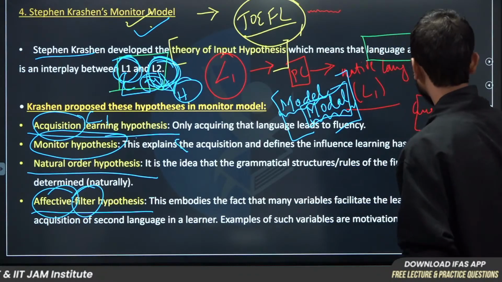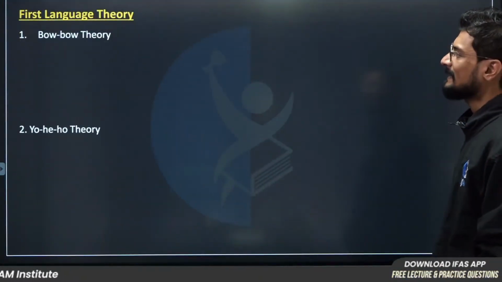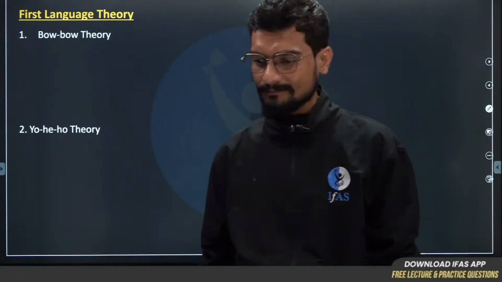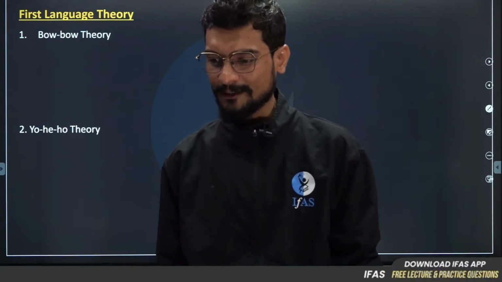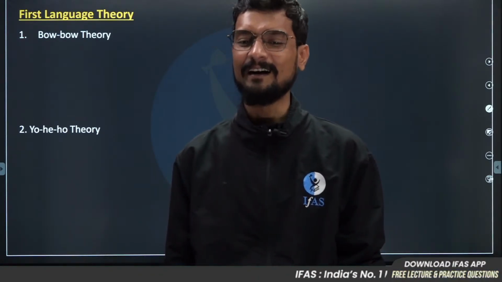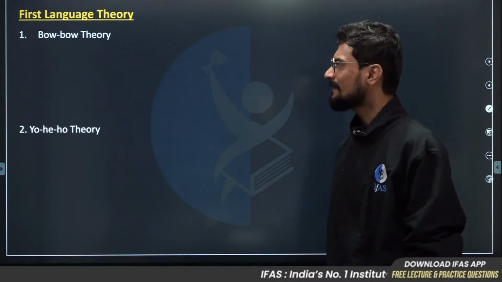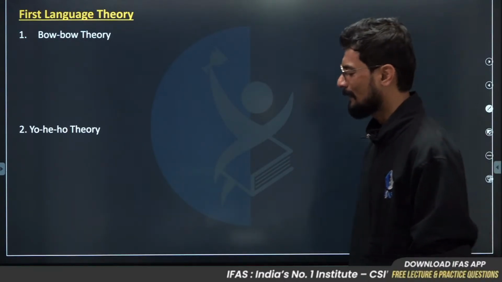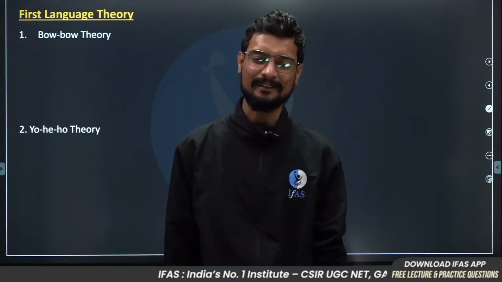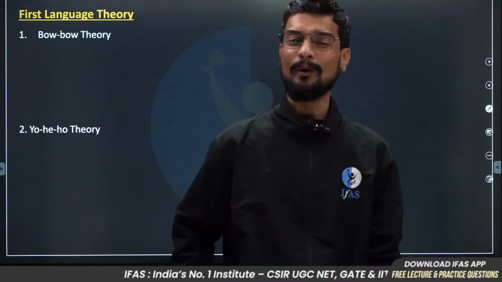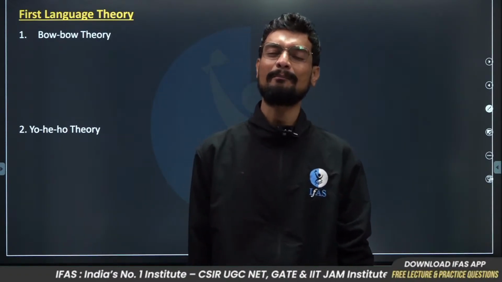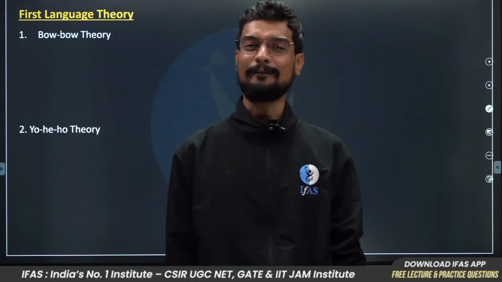Now let us quickly move on to the next one, that is the first language theory. Stephen Krashen stressed the similarities between learning the first and the second languages. Yeah, you can say that. So now the first language theory, that is the Bow-wow theory. NTA also asked one question in the year 2021, what is the Bow-wow theory. So you also need to remember these theories, which are very important.